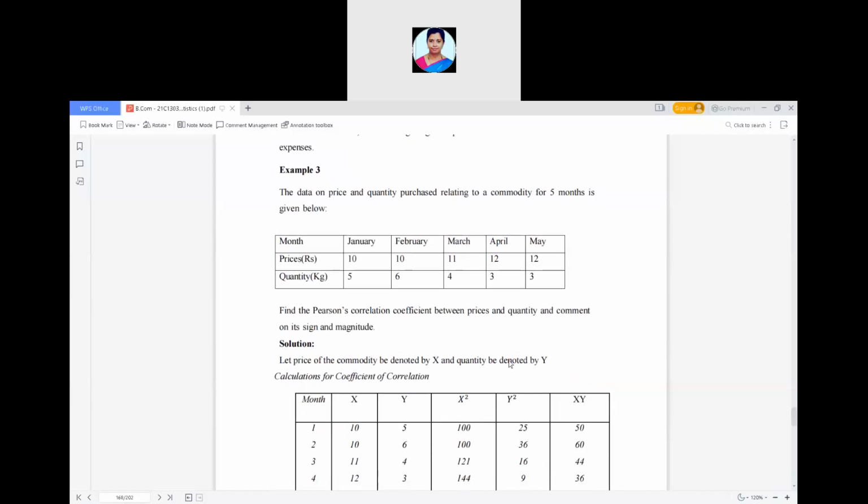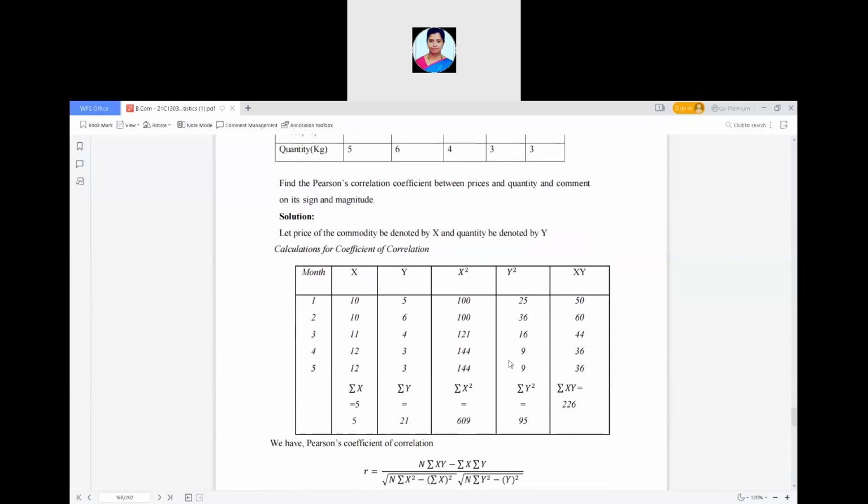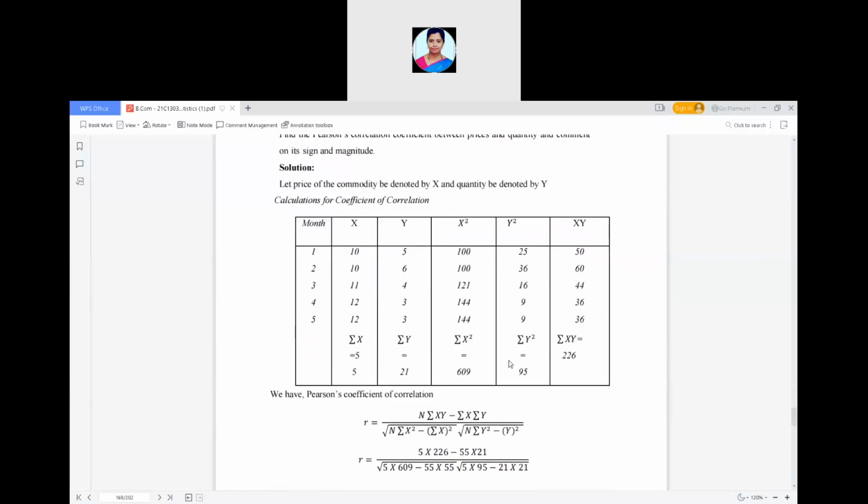So here the calculations we have done. As usual, we can consider the price of the commodity as x and the quantity of the commodity as y. So x, y, x square and y square. This is another type; we can use this formula also.